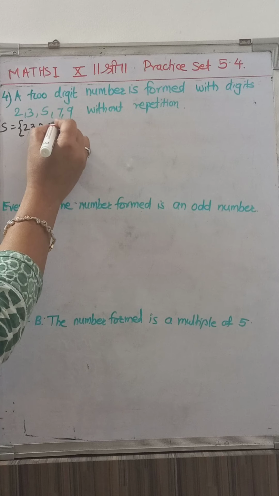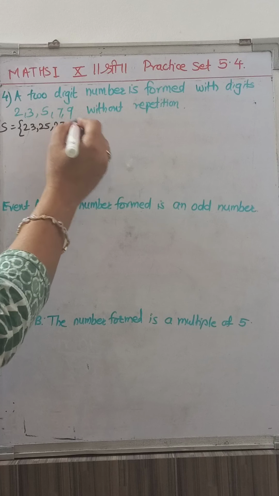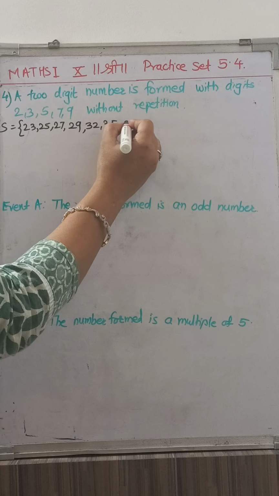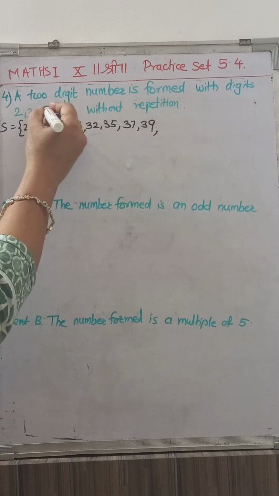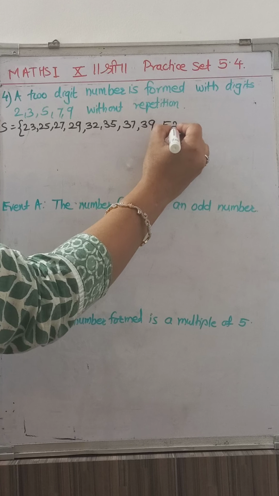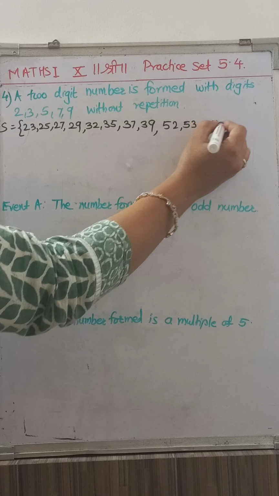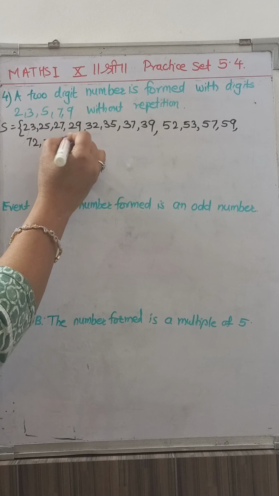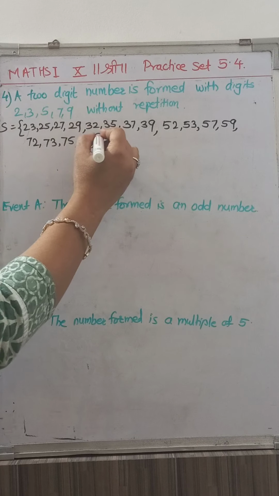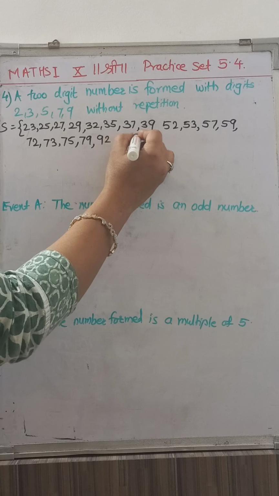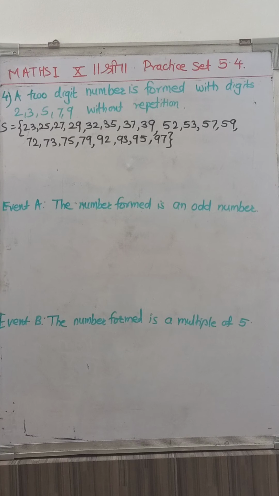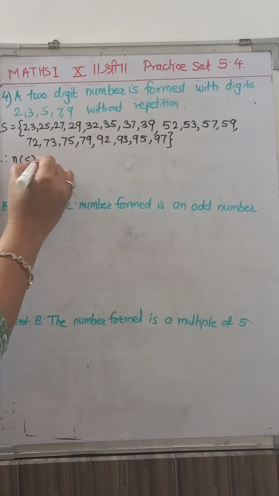23, 25, 27, 29. 2 च्या सगळ्यांबरोबर पेअर्स घेतल्या तर 3 च्या घेऊया. 32, 35, 37, 39. नंतर 5 च्या पेअर्स घेऊया. 52, 53, 57, 59. नंतर 7 च्या पेअर्स 72, 73, 75, 79. 9 च्या पेअर्स 92, 93, 95, 97. बघा 5 डिजिट्स आहेत, प्रत्येक डिजिटच्या 4 पेअर्स फॉर्म होत आहेत, म्हणजे 5 4s are 20 झाली इथे. And therefore N of S is equal to 20.